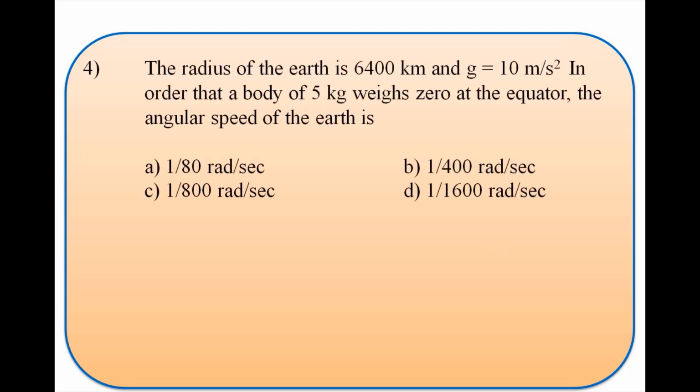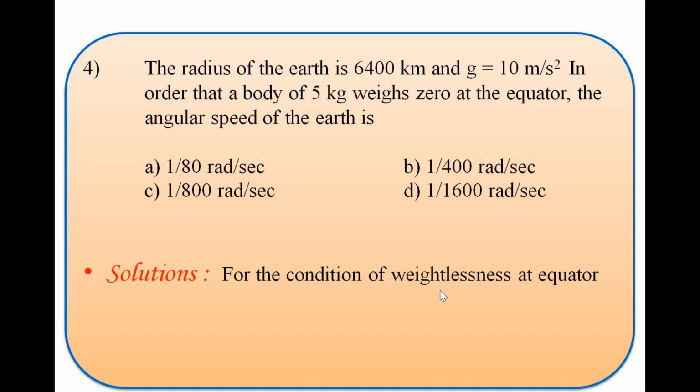Let's see the next problem. The radius of the earth is 6400 kilometer and acceleration due to gravity, small g, is equal to 10 meter per second square. In order that a body of 5 kg weighs 0 at the equator, the angular speed of the earth is: option A is 1 by 80 radian per second, option B is 1 by 400 radian per second, option C is 1 by 800 radian per second, and option D is 1 by 1600 radian per second. So let's see the solution.